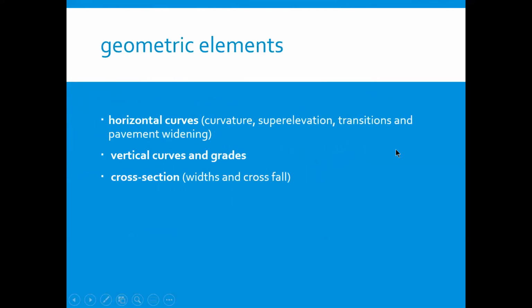The main elements are horizontal curves, including curvature, superelevation, transitions, and pavement widening, vertical curves and grades, and cross-sections, including widths and crossfall. Today, I will provide you with a general overview of these elements. So the first one is the horizontal curves.